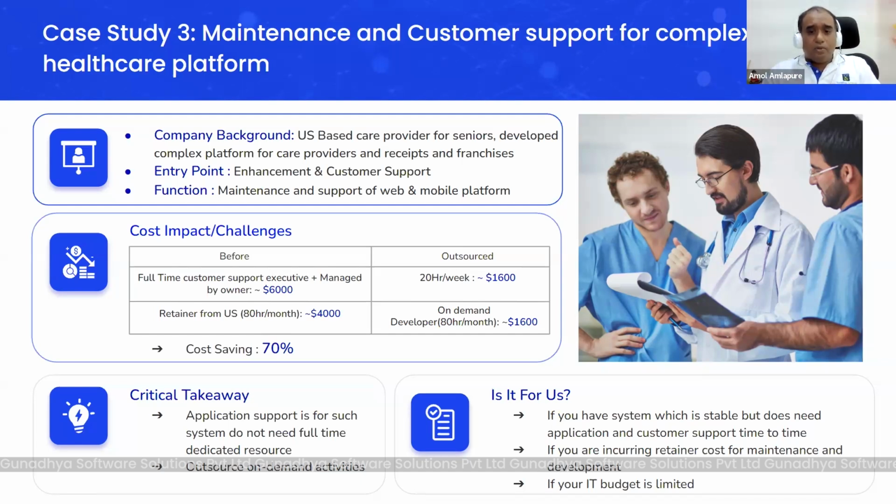Again, is it for you? If you have a system which is stable but does need application and customer support from time to time, if you're incurring the retainer cost on maintenance and development, and if your IT budget is limited, then definitely I think the majority of companies do go for outsourcing of customer support and application support. There are different reasons that I will cover later on. But this is again another very optimal area you should consider for outsourcing.